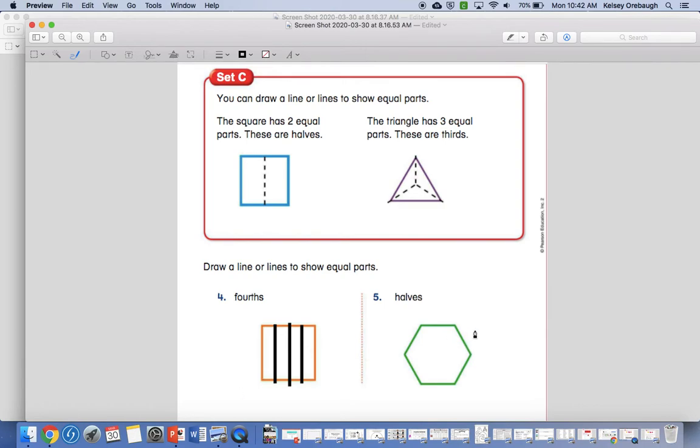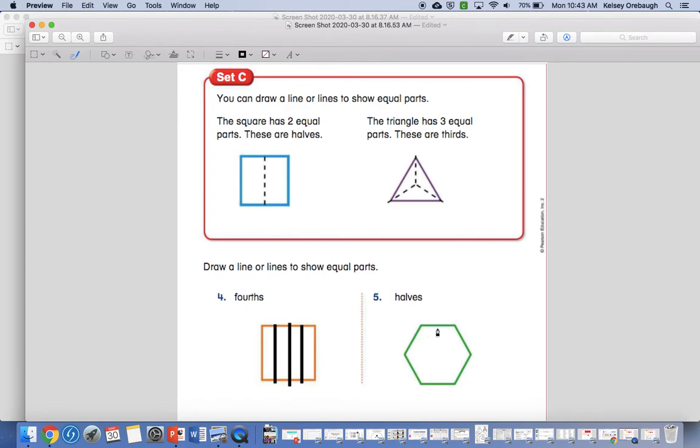All right? Let's look at number 5. Number 5 asks us to draw halves. Halves means 2 equal parts, okay? Let's first identify this shape. What is this called? We have 1, 2, 3, 4, 5, 6 sides. 6 sides, 6 vertices, and 6 angles. What is that called? That's a hexagon. All right, we are going to split this hexagon equally into halves, 2 equal parts.